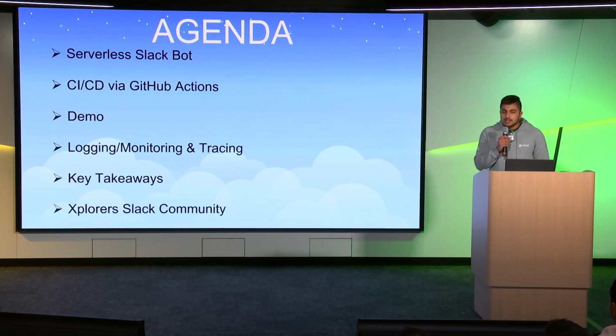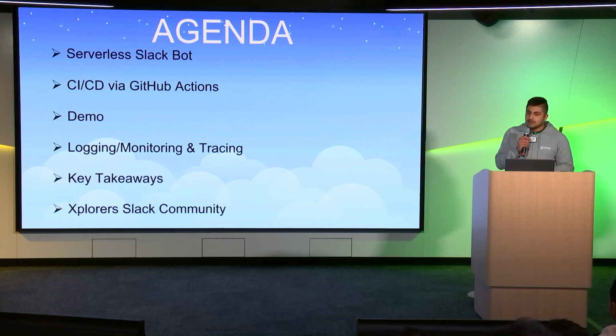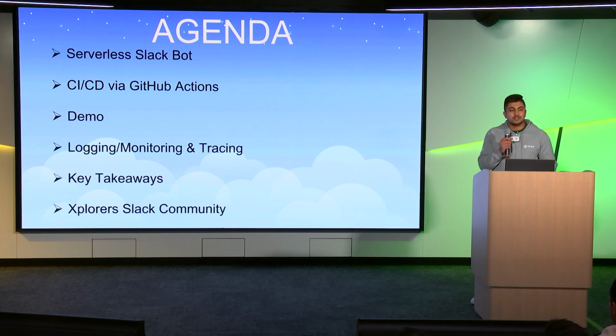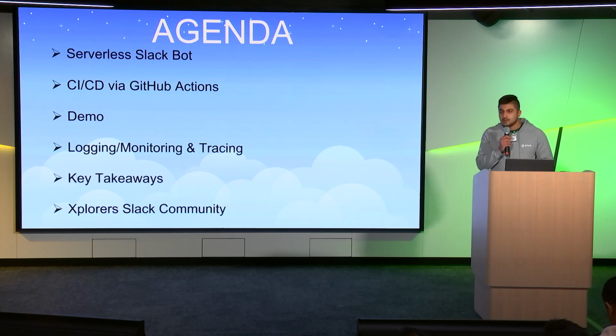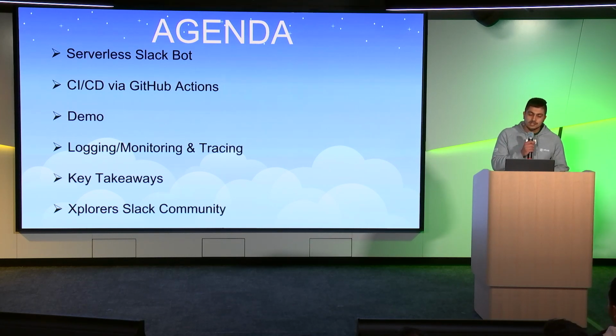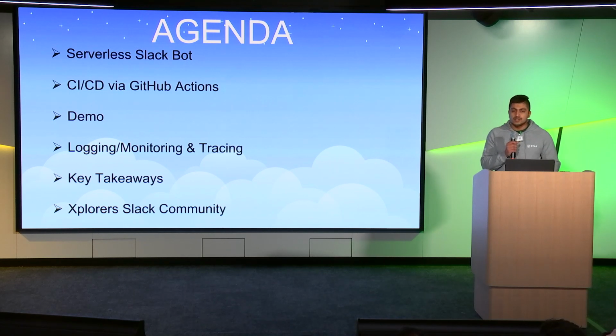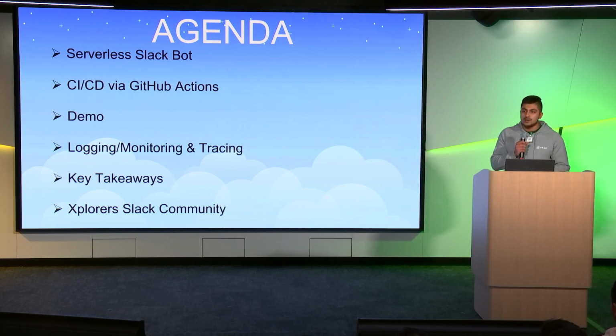In terms of the agenda for today, we'll talk about the serverless Slack bot. We'll see how we can test the application locally. We'll see how we can deploy the application to Google Cloud using Terraform. We'll look into continuous integration and continuous delivery using GitHub Actions, which will then be followed by a quick demo on how the Slack bot works. We'll then look into how we can use Google-provided tools in terms of logging, monitoring, and tracing to monitor the health of our application, which will then be followed by a quick slide on key takeaways for this talk. And we'll finally end this talk with a note on Explorer's Slack community.